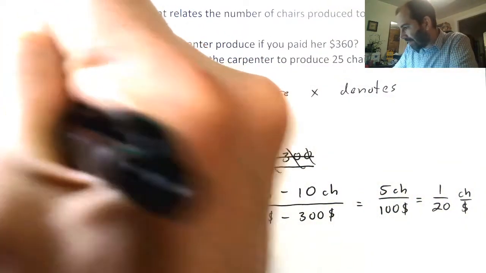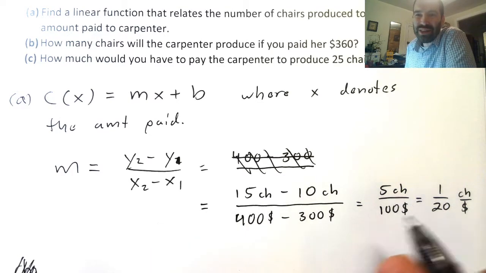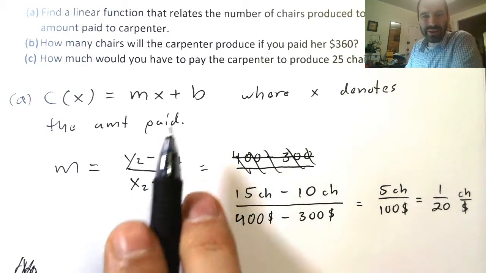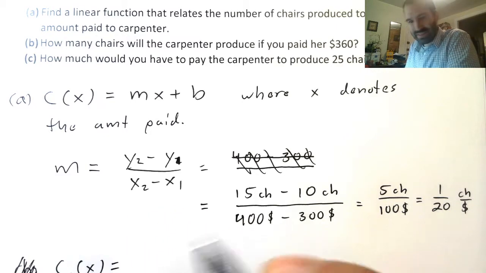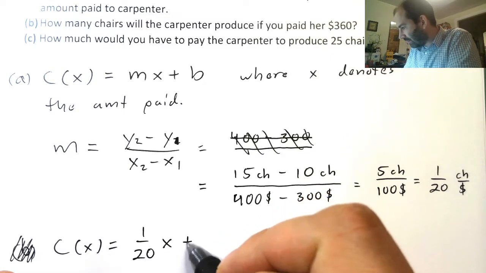That was part A. Oh wait, we're not done. I'm sorry, it's late tonight. I'm exhausted. I've been recording videos all day. All we did was find the slope. We still have to find b. We got m, so our function is 1/20 x plus b.